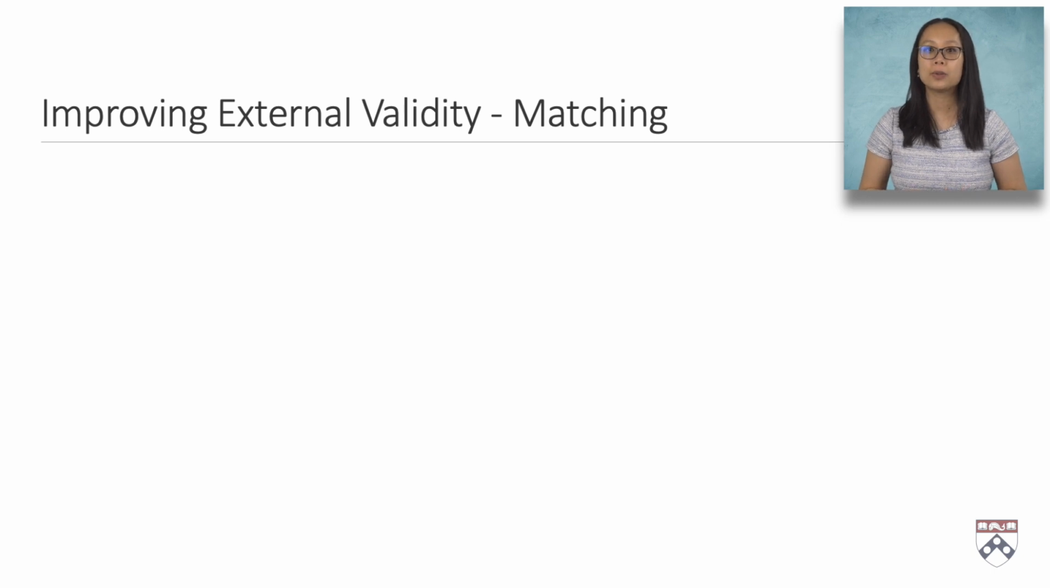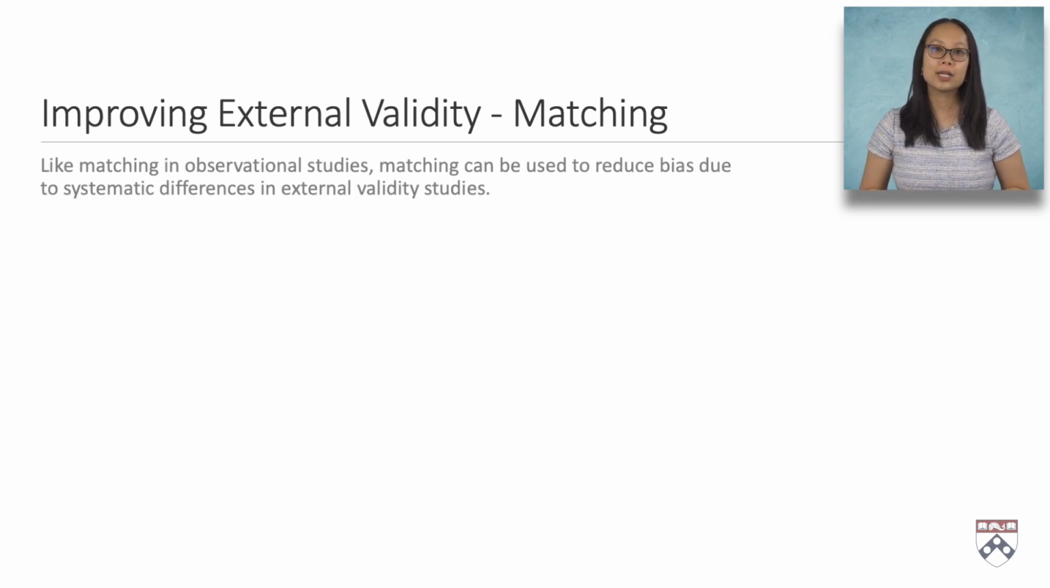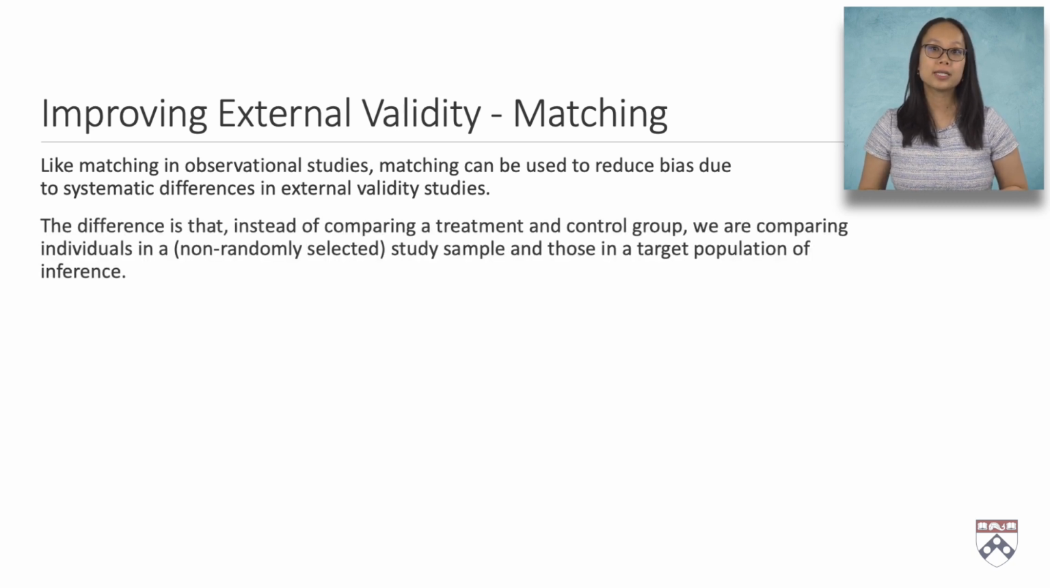Well, let's start with the first example, which was based on matching. So like matching in observational and quasi-experimental studies, it can also be used to reduce bias due to systematic differences in external validity studies. But the main difference is that instead of comparing a treatment and control group from an observational study, for the purpose of generalization and external validity, we are now comparing individuals in usually a non-randomly selected study sample and those in a target population of inference. So the perspective in this case is different, where in internal validity examples, we were talking about a treatment and control group. Here for external validity, we're talking about a sample and a population.